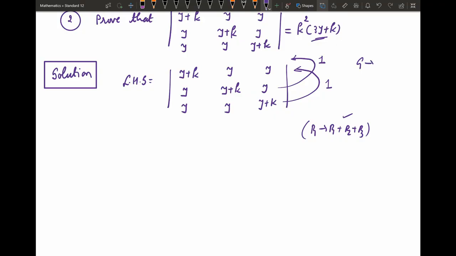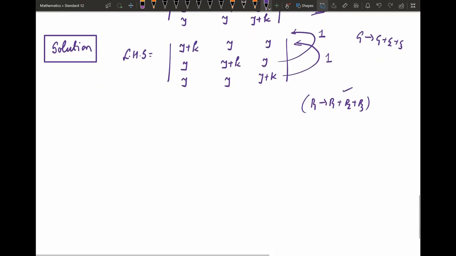You can also perform C1 to C1 plus C2 plus C3. You will get the same result. So here we have used row operation, but now you can solve the same problem with the help of column operation. So now let us perform this operation. So y plus second and third row multiplied by 1, add in the corresponding entries of first row.